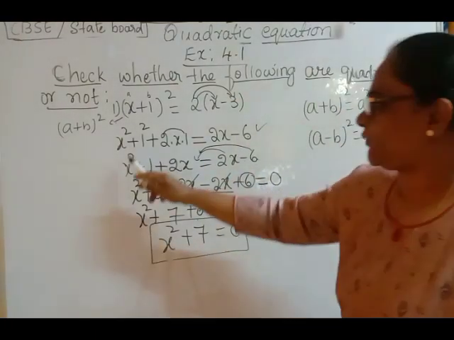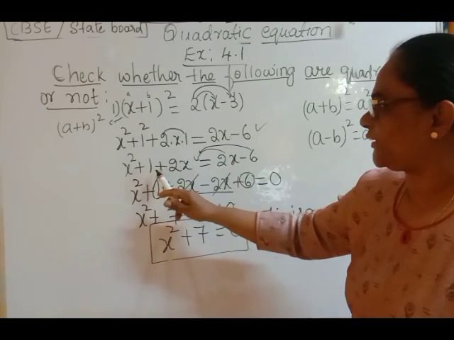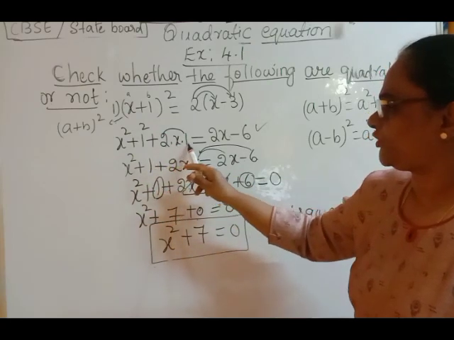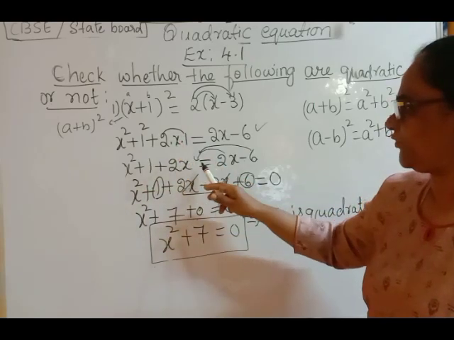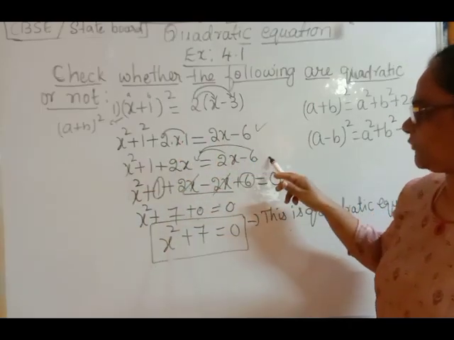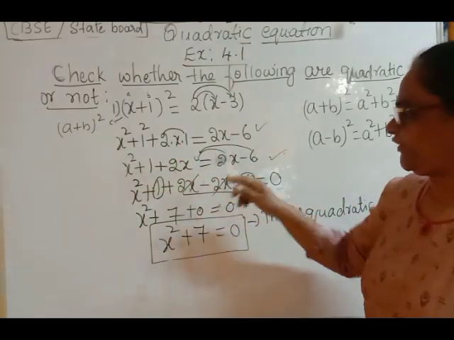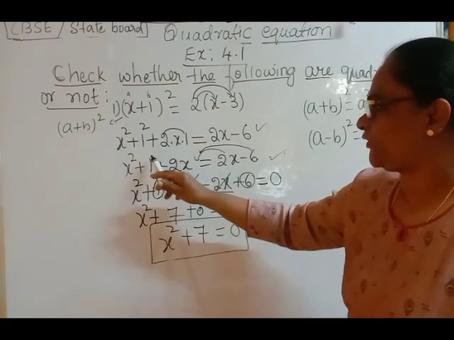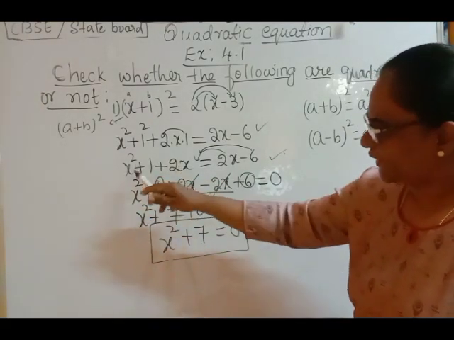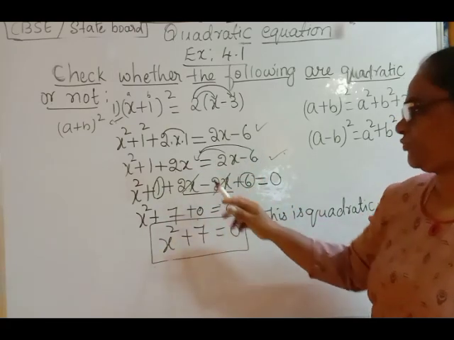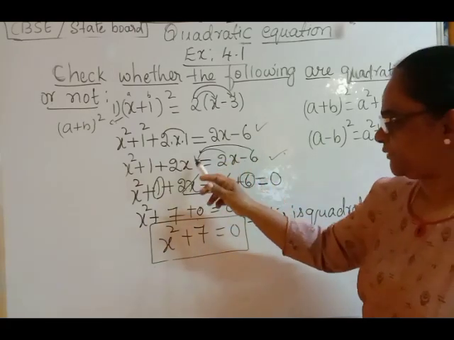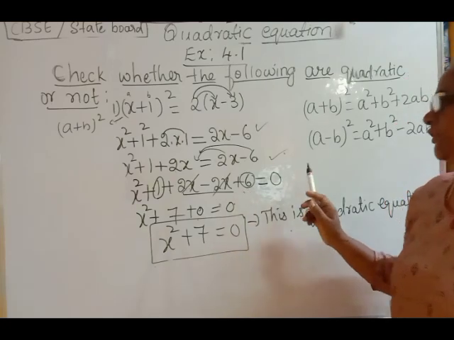Next, x square plus 1 square is 1 plus 2 into x into 1. First multiply the numbers, 2 ones are 2, x as it is, is equal to, keep these terms as it is. Now shifting, x square as it is, 1 as it is, whatever is there keep as it is. Just you have to shift the terms. Minus 2x, minus 6 becomes plus 6, is equal to 0.